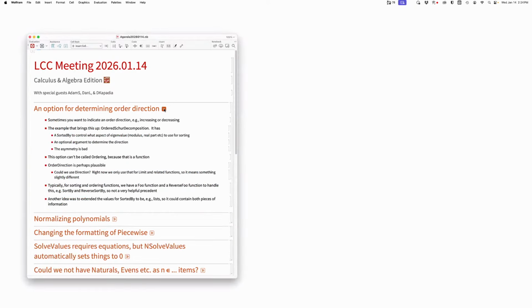Right. So sometimes you want to specify increasing, like sort or reverse sort. Normally we have sort or reverse sort. So the new function OrderedSchurDecomposition has an option to control what aspect of the eigenvalues to use for sorting. But it has an optional argument for determining increasing or decreasing. And I think that asymmetry is bad.